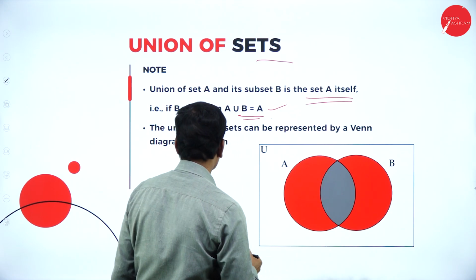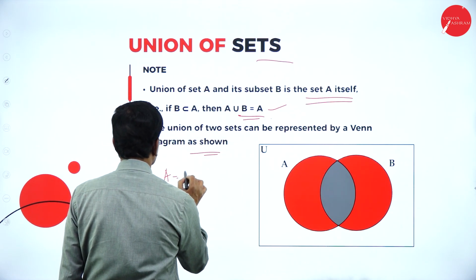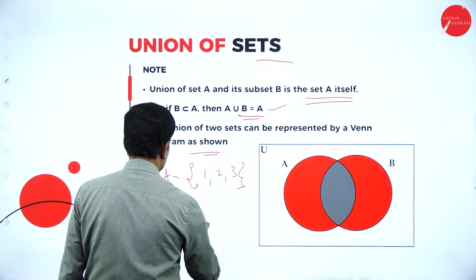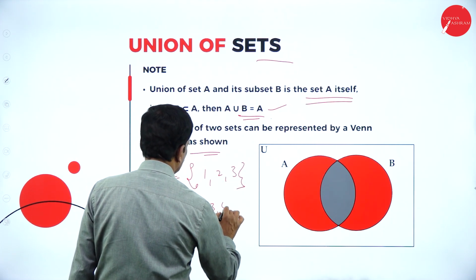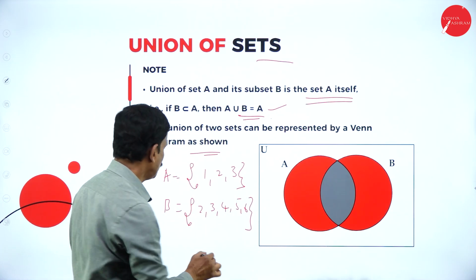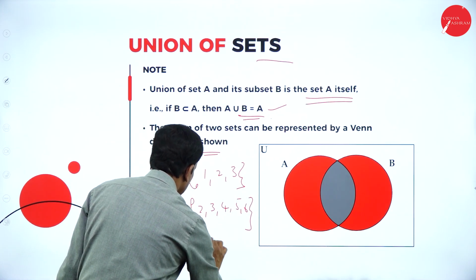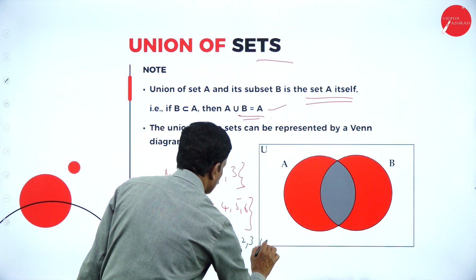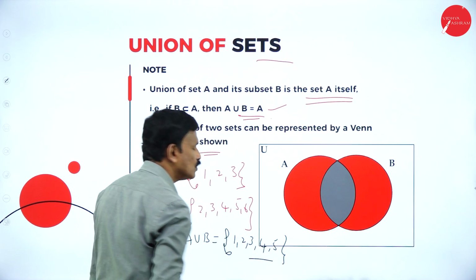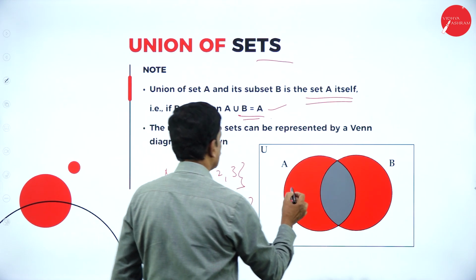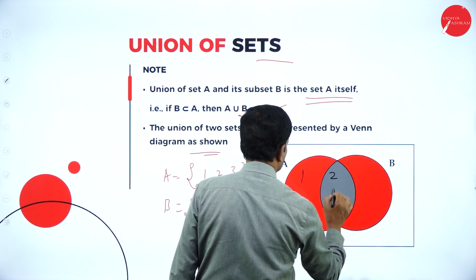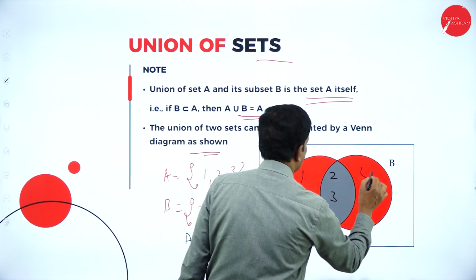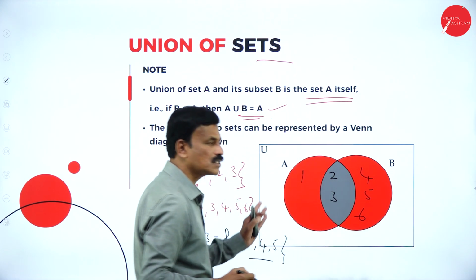Let us take for example, if A is equal to {1, 2, 3} and another set B is equal to {2, 3, 4, 5, 6}. Then the union of these is denoted as A union B, which is equal to the set {1, 2, 3, 4, 5, 6}. So here A contains 1, 2, 3 and B contains 2, 3, 4, 5, 6. This is called the union.